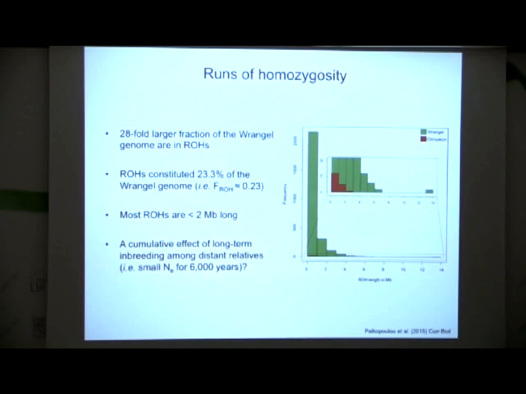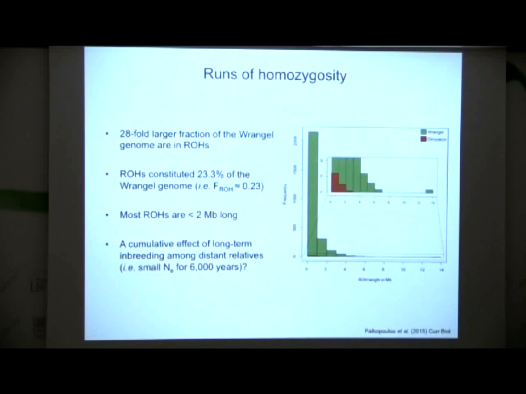To convert this into numbers, there's a 28-fold higher frequency of runs of homozygosity in the Wrangel genome compared to the Oymyakon genome. The Oymyakon genome had less than 1% of its genome in this state of homozygosity. In contrast, the Wrangel genome had 23% of its genome in runs of homozygosity. So this is roughly equivalent to an inbreeding coefficient of 23%. So nearly the result, one would think, of full sib mating.